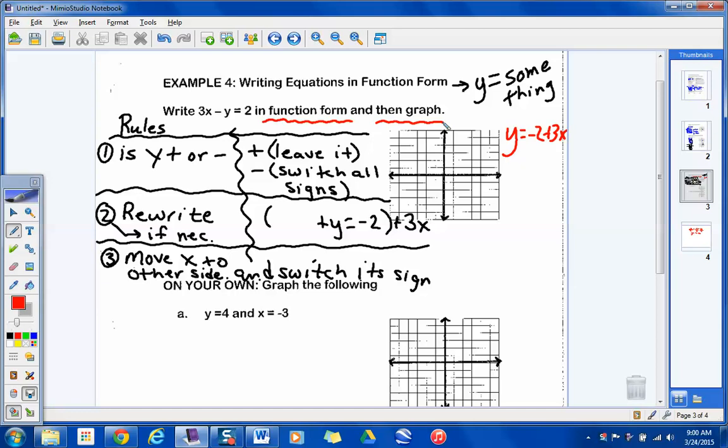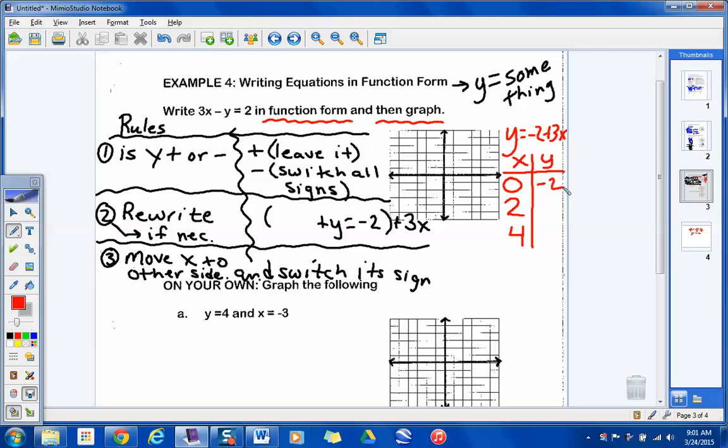Two. So I'm going to make my chart right here. We're going to input some x values. What do you think I'm going to choose for my inputs? What am I choosing for my inputs? 0, 2, and what? 4. Okay, help me out here, guys. I put 0 in right here. What's 3 times 0? 3 times 0 is 0. So -2 plus 0 would make -2 for the y value.